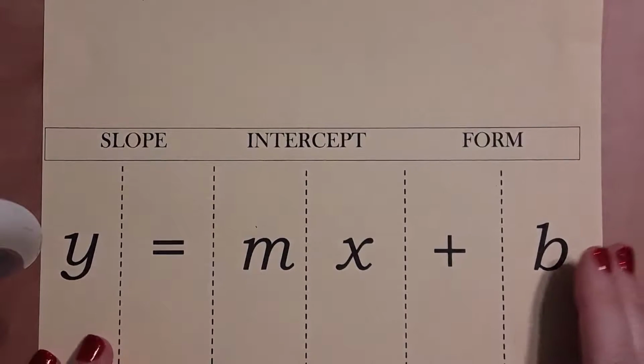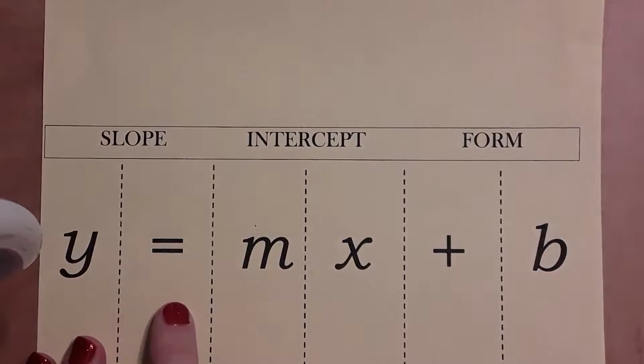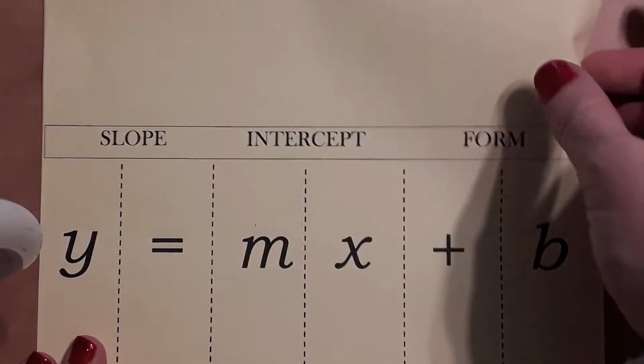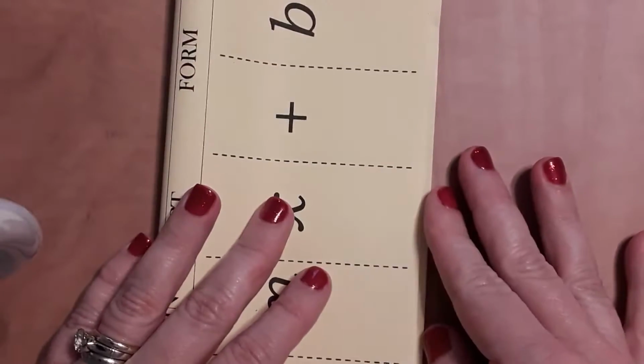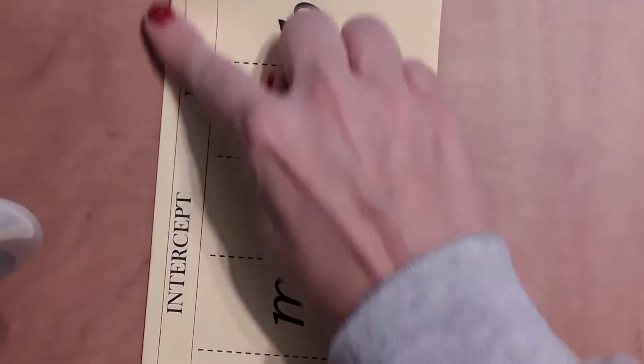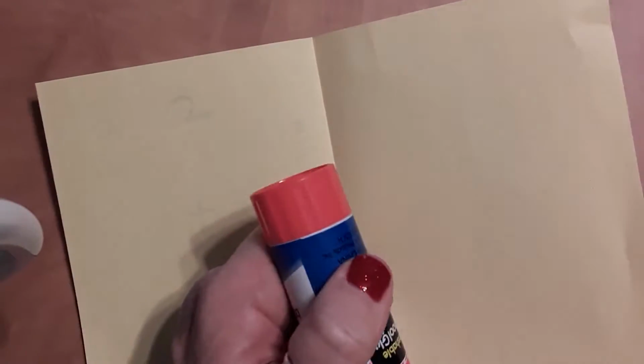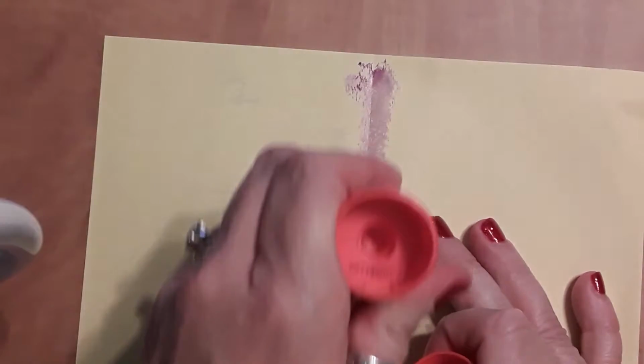So today we're going to create a foldable that's going to help us understand slope-intercept form, which is y equals mx plus b. You've received a yellow piece of paper. I want you to fold it in half, leaving the y equals mx plus b on the outside. The next thing I want you to do is when you open it back up, just run your glue stick right down the center on the fold, all right? Like so. And that's going to glue the two pieces together.